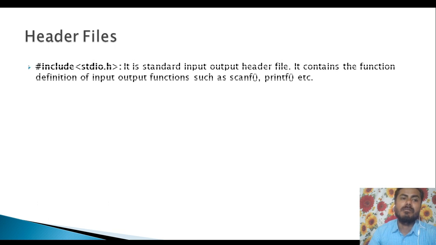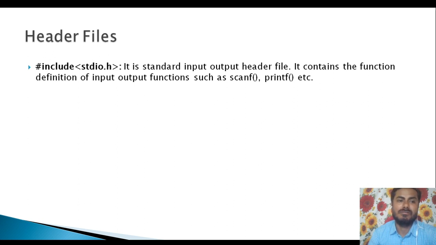Now let us see the header files. Basically stdio.h is the main header file, the standard input output header file. It contains the function definitions of input output functions. That means all the functions related to input output operations can be accessed through this header file, stdio.h. Some examples mentioned are scanf and printf. These are examples of input output functions which can be accessed through the stdio.h header file.